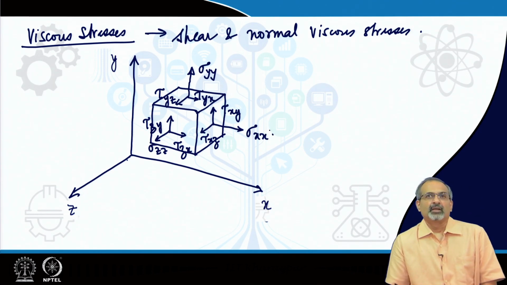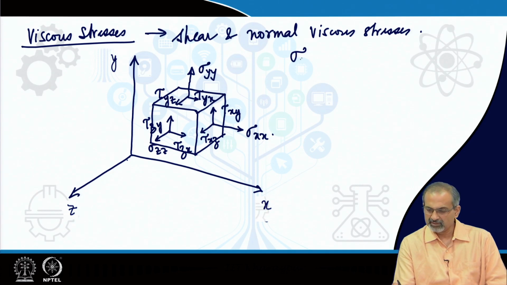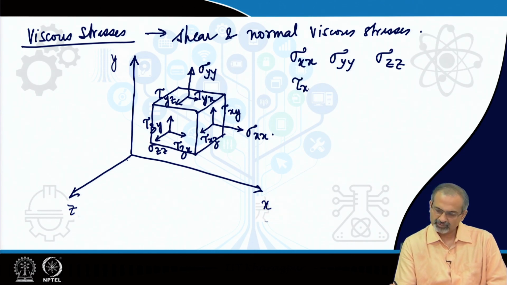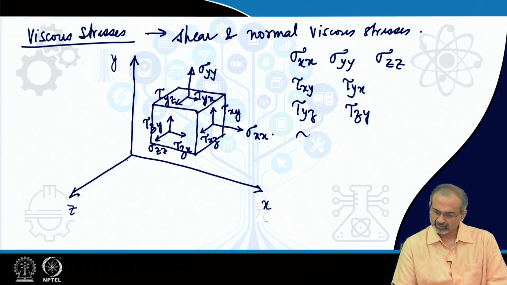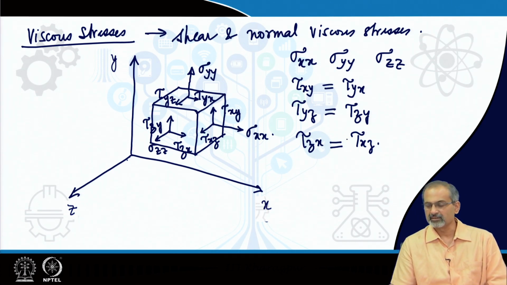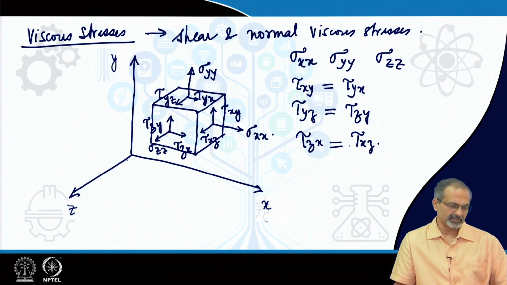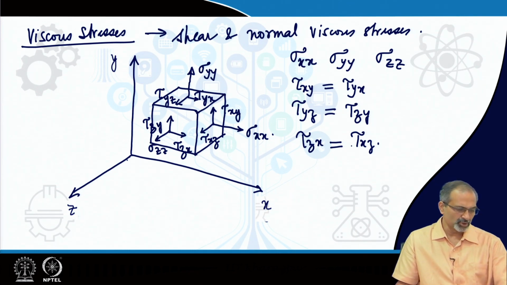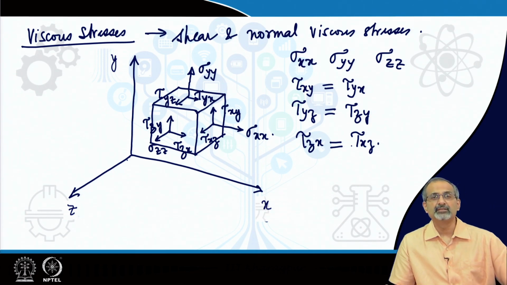So, you see that there are a couple of normal stresses sigma xx, sigma yy, sigma zz, and shear stresses tau xy, tau yx, tau yz, tau zy, tau zx and tau xz. Incidentally, these pairs are equal to each other, which are called complementary shear stresses, and they are equal in order to make sure that moments due to these shear stresses on the fluid element equate to 0.